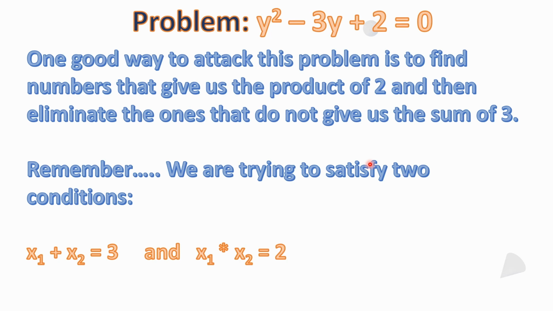One good way to attack this problem would be to find numbers that give us the product of 2, and then we could go back and eliminate the ones that do not give us the sum of 3. That's one way to approach it. Just figure out the product side, and then try to figure out which ones of those give us the correct sum. But remember, we're trying to satisfy both conditions here. This x1 plus x2 is 3, and x1 times x2 equals 2.